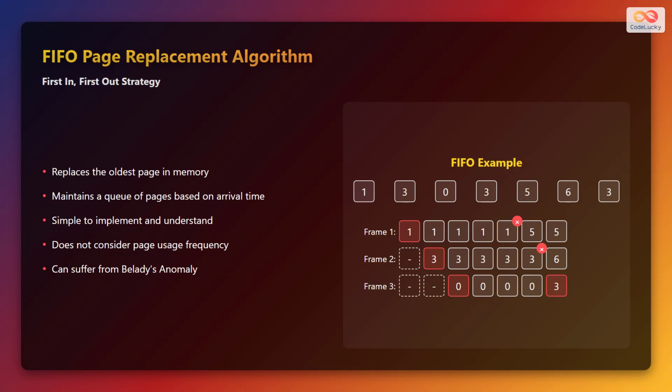Now the next reference asks for page 5, which results in a page fault. So page 1 in frame 1 gets replaced by page 5. Next reference asks for page 6, which results in a page fault. So page 3 in frame 2 gets replaced by page 6. Finally, the next reference asks for page 3, which results in a page fault. So page 0 in frame 3 gets replaced by page 3.